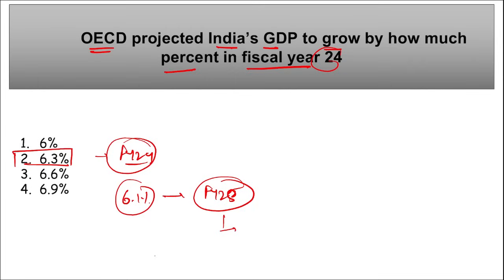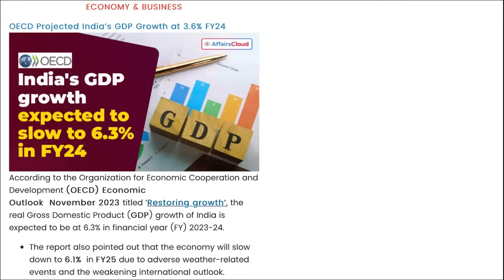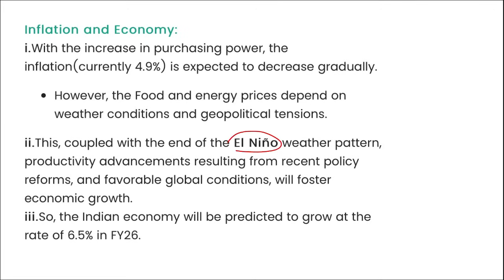Then with this increase in purchasing power, inflation is expected to decrease gradually, and the target of the government of India or RBI is to maintain 4% inflation in India. Then apart from this, in the upcoming year, because of weather related events, our growth can be impacted, right? This is also coupled with El Nino. What is El Nino? El Nino is a weather pattern where we see a high chance of global climate change, and it will be affecting our output.